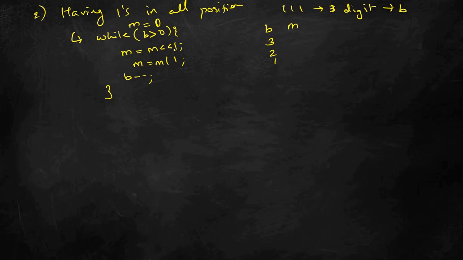So when b is 3, here we are left shifting it by 1 and then ORing it with 1, right. So it will become 1. Then again I am left shifting it by 1 and ORing it with 1, so it will become 1 1. And when b is 1, I am again left shifting it and ORing it with 1. So this will become 1 1 1.